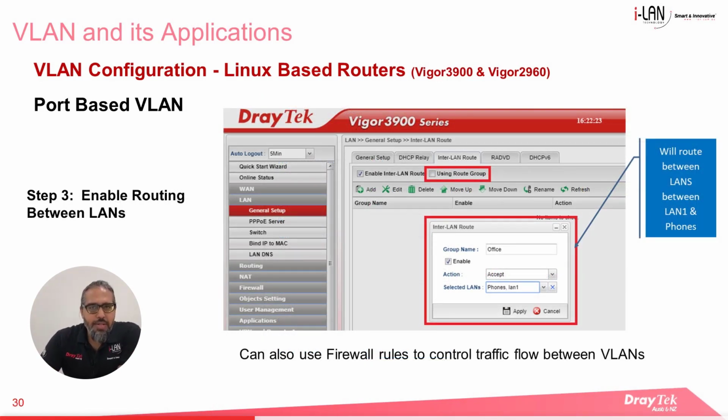For inter-LAN routing in Linux routers, we only have the global option to enable inter-LAN routing. We need to select Enable Inter-LAN Route. With the Route Group feature, as shown here, you can use groups to allow or block routing between VLANs. You can also use firewall rules to control traffic flow between the VLANs.